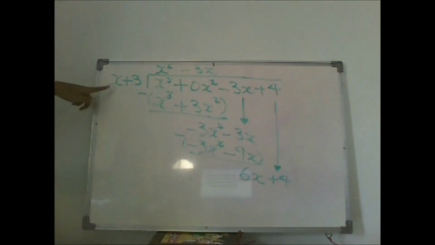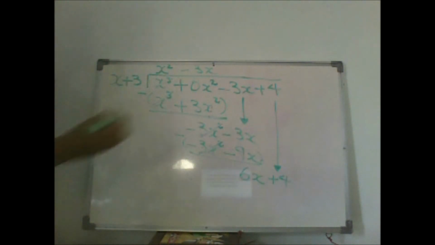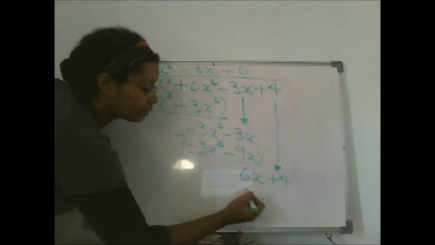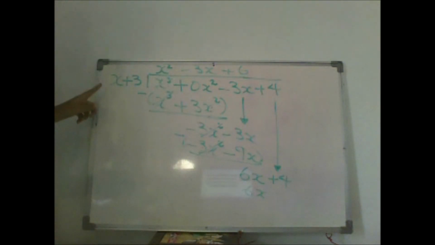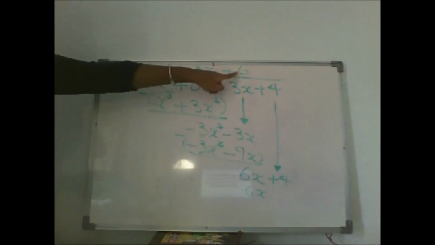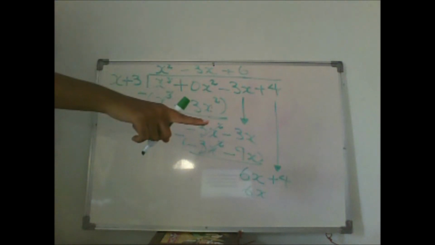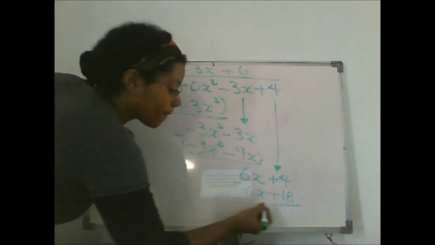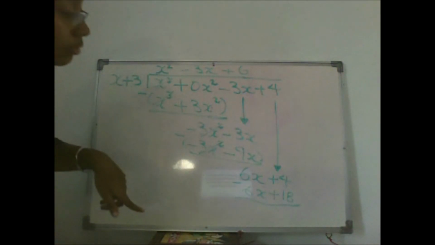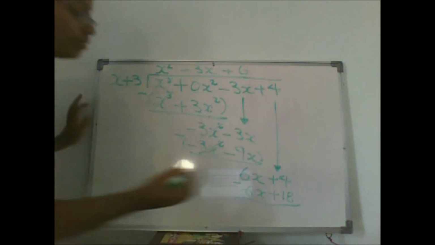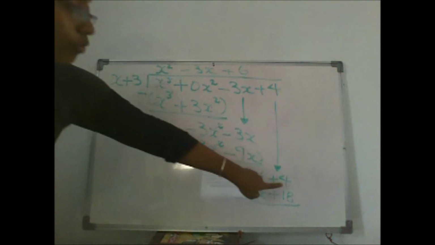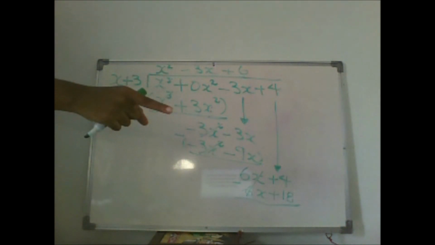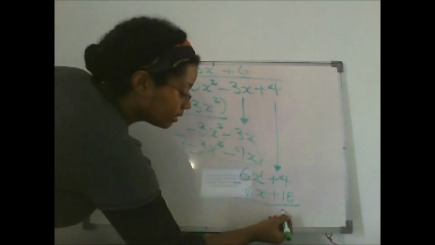Anyway, so we'll do the same again. x divided by 6x gives us a positive 6. 6 multiplied by x gives us 6x. And 6 multiplied by 3 gives us plus 18. And we subtract. So we have 6x minus 6x gives us 0. And 4 minus 18 gives us 14. Oh, negative 14.